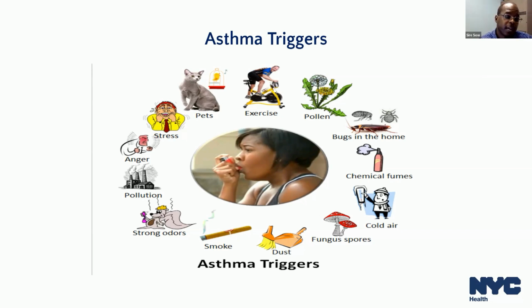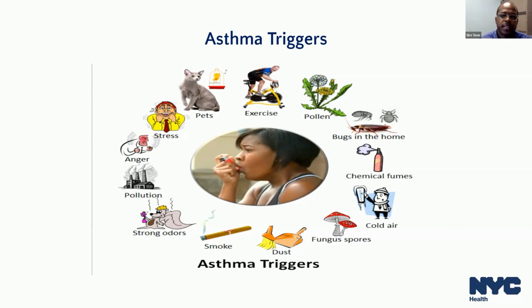The reason a lot of people think about it in this way is that triggers that are inside of the home actually tend to play a more important part in someone who has asthma, because we spend so much time indoors and in our own homes. So what are some of the triggers that are indoors that we're going to focus on here? Bugs in the home, and by bugs I mean cockroaches and mice. We see fungus spores in the bottom right here, which is really mold, and that's a problem, especially in New York City.